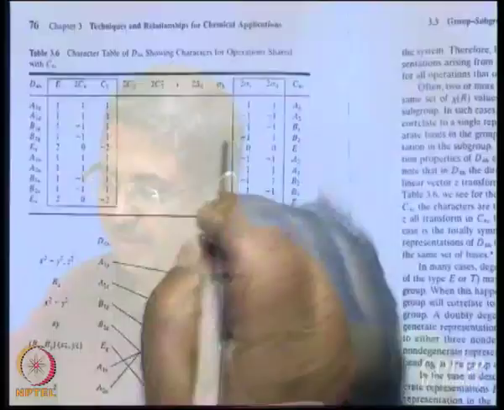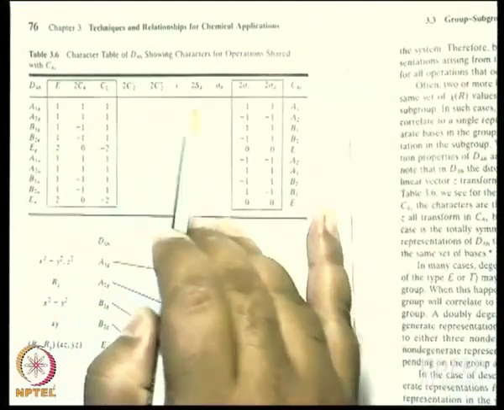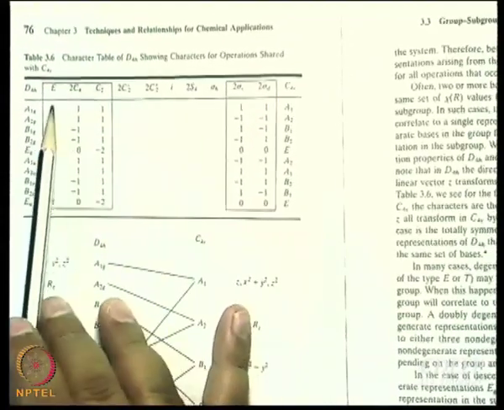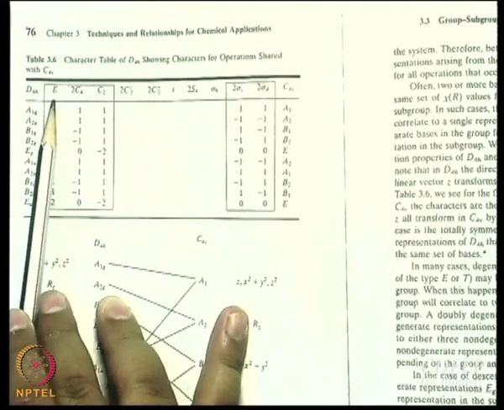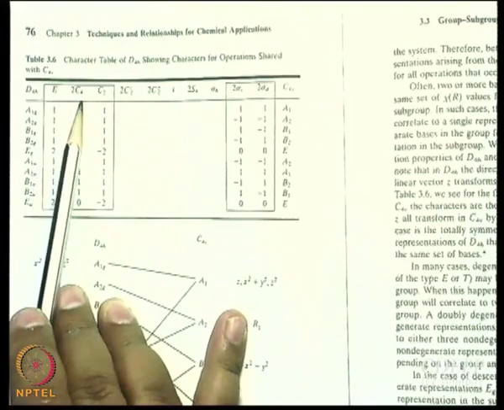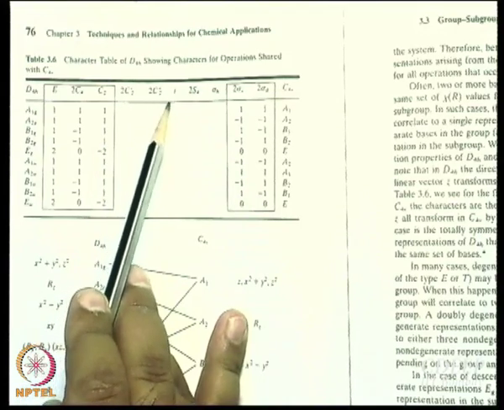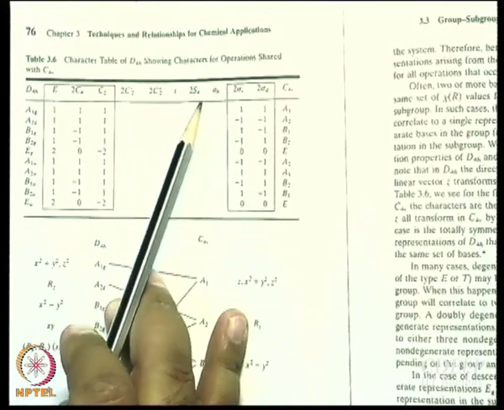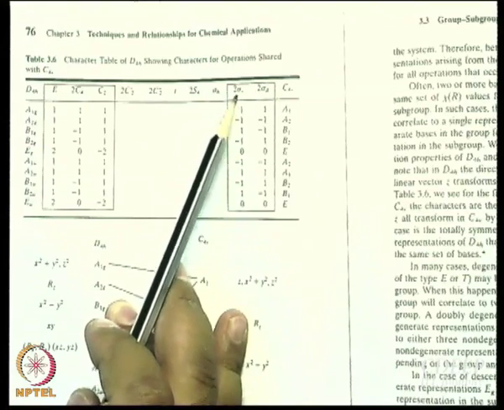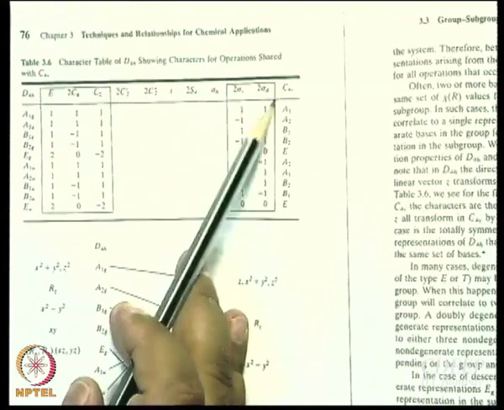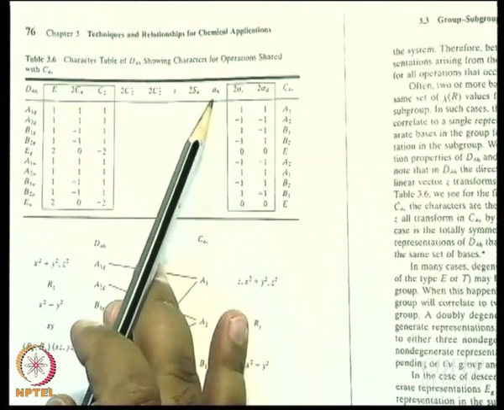So, we are talking about D4H now. These are all the symmetry operations that are there in D4H. We just discussed this, isn't it? E, 2C4, C2, 2C2 dash, 2C2 double dash, I, 2S4, sigma H, 2 sigma V, 2 sigma D. Okay. Now, think of a subgroup C4V.